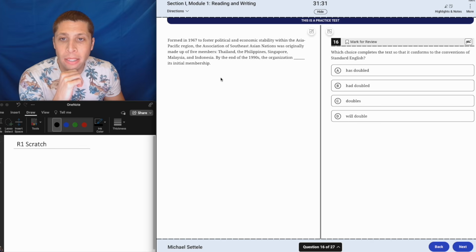Formed in 1967 to foster political and economic stability within the Asia-Pacific region, the Association of Southeast Asian Nations was originally made up of 5 members: Thailand, the Philippines, Singapore, Malaysia, and Indonesia.